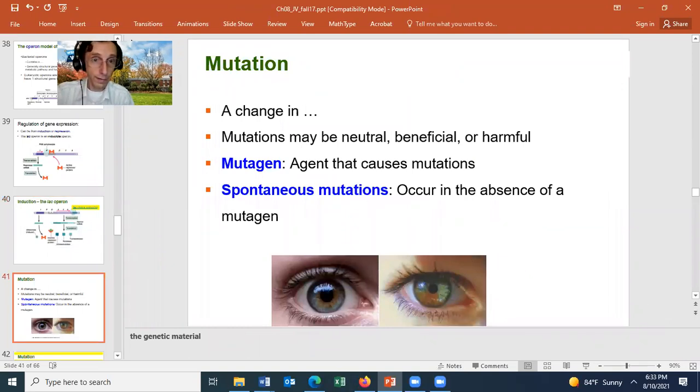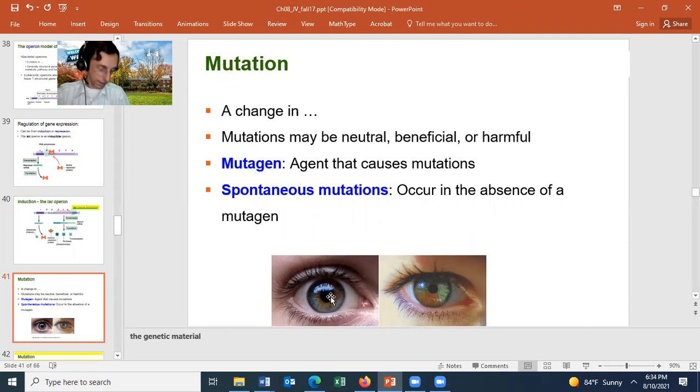Let's move into the topic of mutation. Mutation is a change in the genetic material. So when you have a gene and it's encoded by a certain sequence of nucleotides, if you change that sequence of nucleotides, that results in a mutation. Mutations may be neutral, beneficial, or harmful. Here we're looking at a mutant I, normal I.